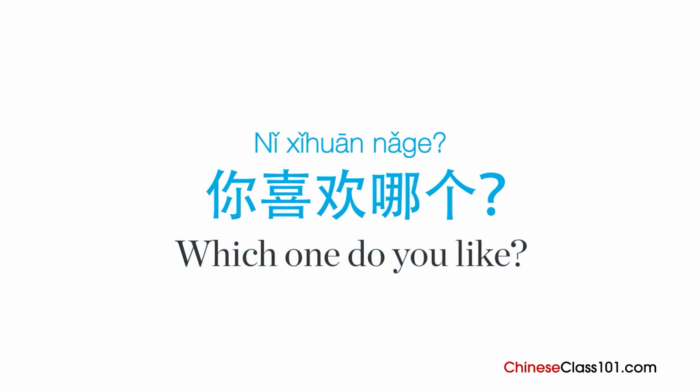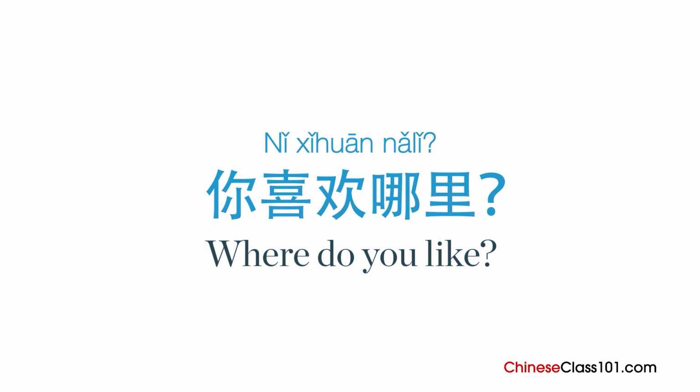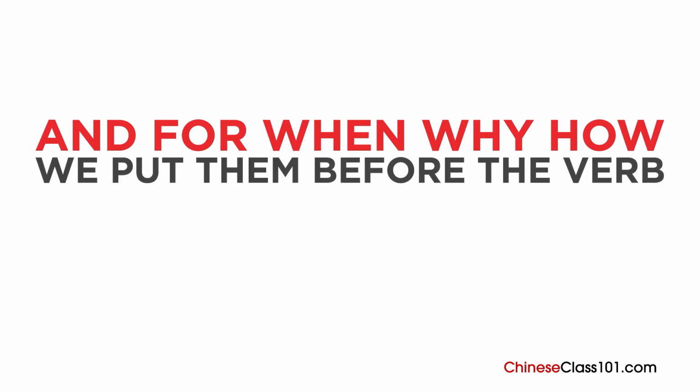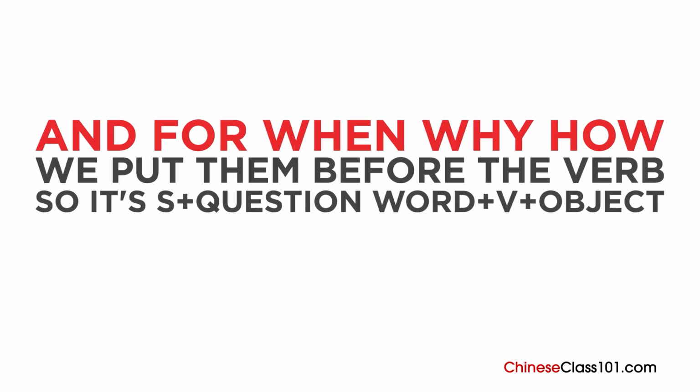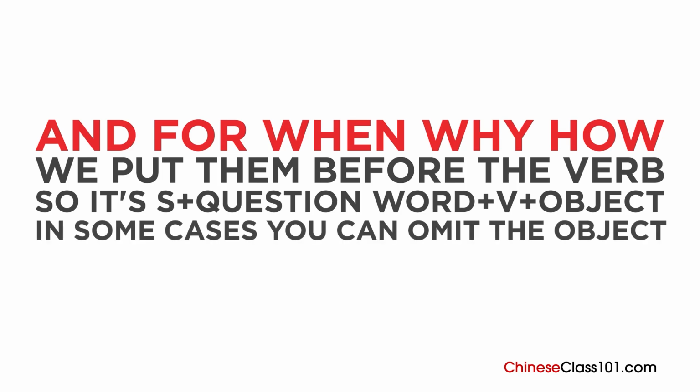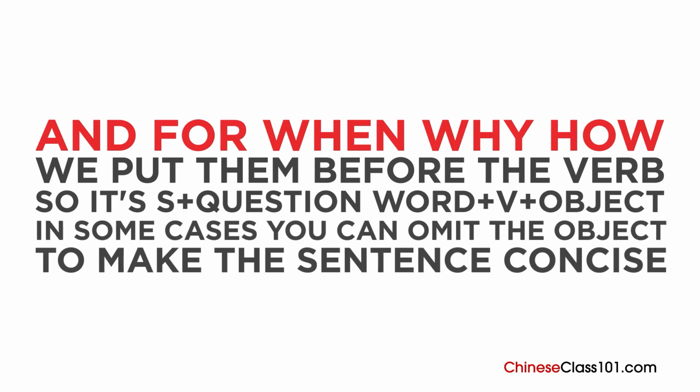你喜欢哪个？你 you 喜欢 like 哪个 which one. Where do you like? 你喜欢哪里？你 you 喜欢 like 哪里 where. And for the rest of the question words, we put them before the verb, so it's subject, question word, verb, object. In some cases, you can omit the object to make the sentence concise.